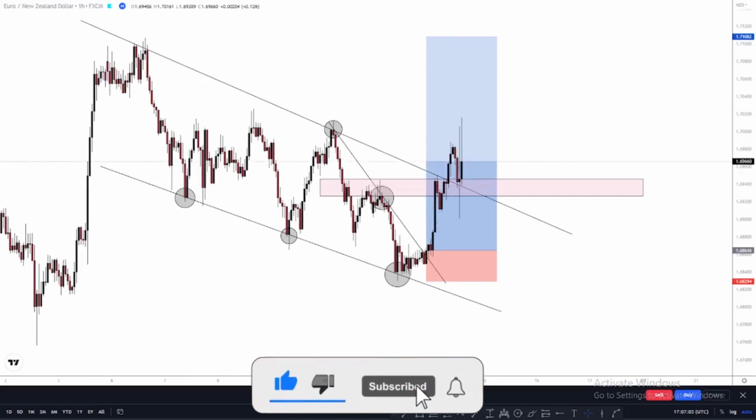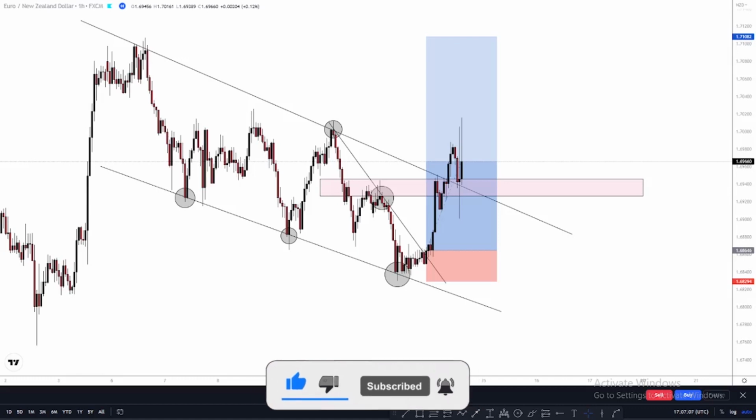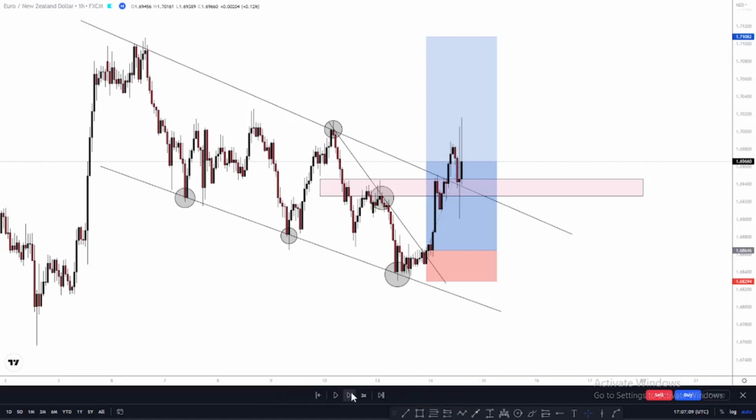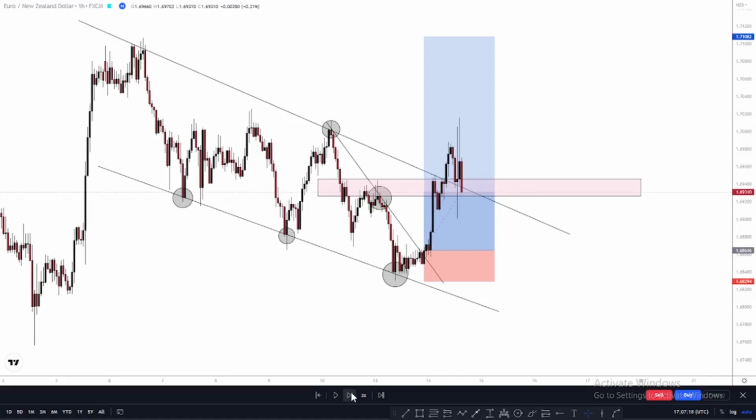So after we get a retest, do I still enter the trade? No. What do I wait for? I wait for a candlestick confirmation. What did I say I wait for? A candlestick confirmation. So have you gotten a candlestick confirmation yet? No. Alright.